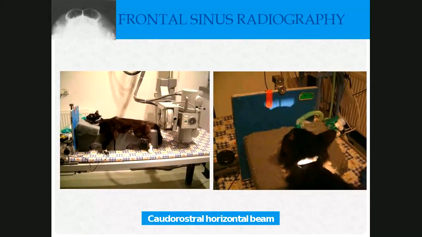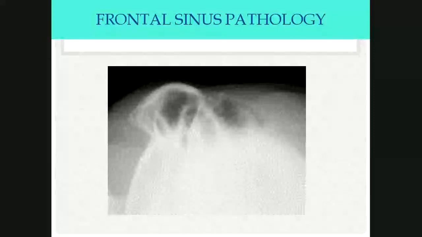The next slide just demonstrates an example of frontal sinus pathology. The left-hand sinus is completely lytic and destroyed. There's maybe a little bit of remnant cortical bone, but it's lost that nice radiolucency that's present, and this is most likely due to a primary neoplasm of this area.